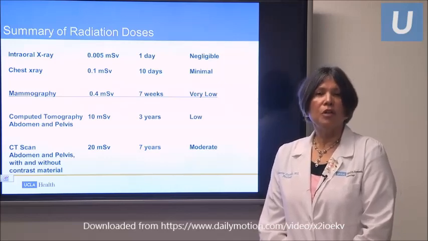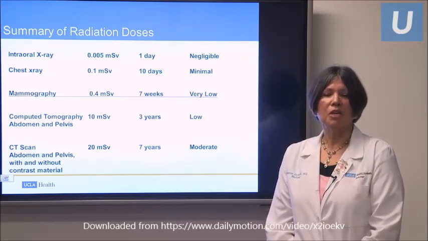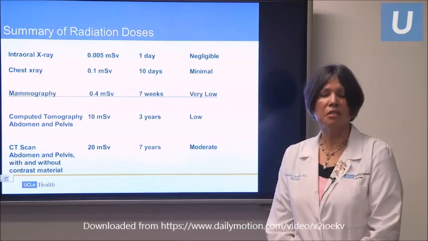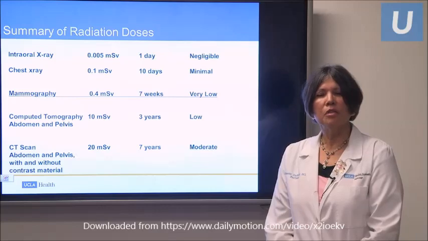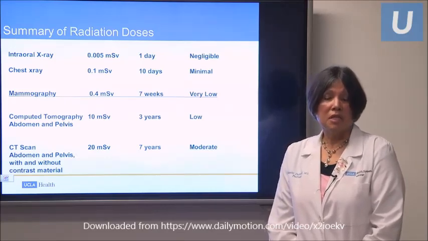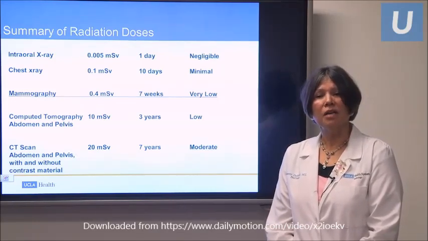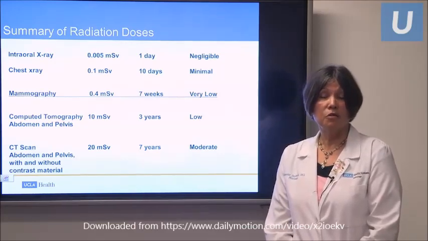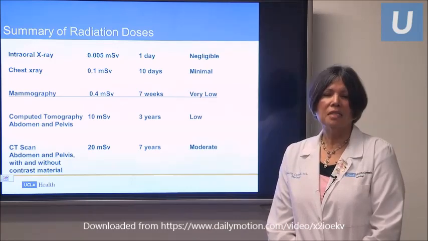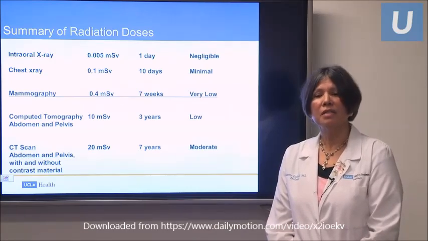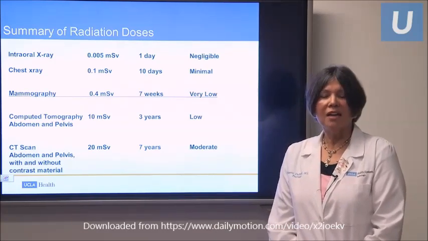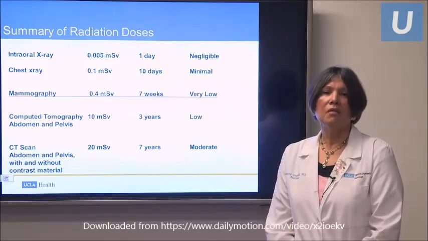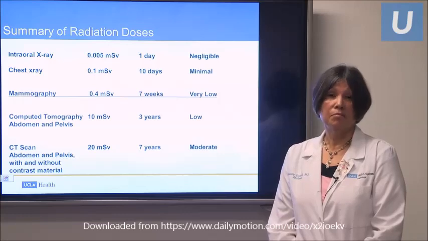When we go further into the other more specialized examinations, which are primarily used for diagnostic examinations, there is computed tomography. This example here is abdomen and pelvis without contrast, which is equal to about 3 years' worth of natural background radiation. And it advances if we have to do it with and without contrast, then that doubles. But you have to understand that medical radiation is only a small percentage of the amount of radiation that we receive every day.